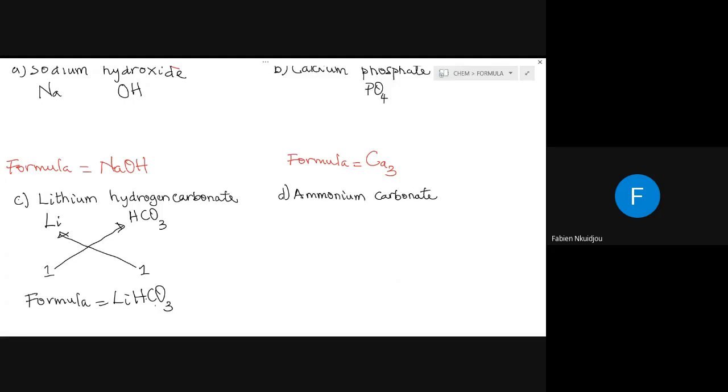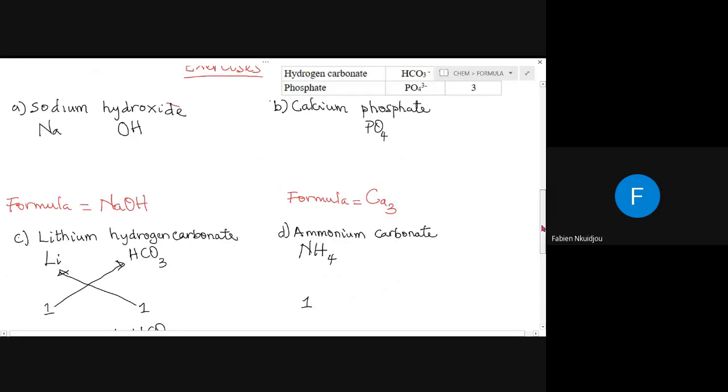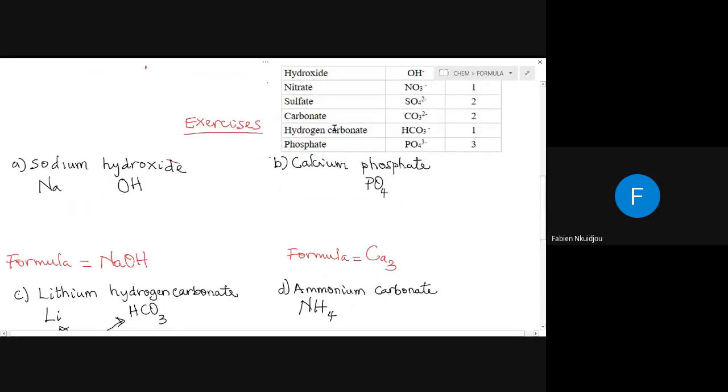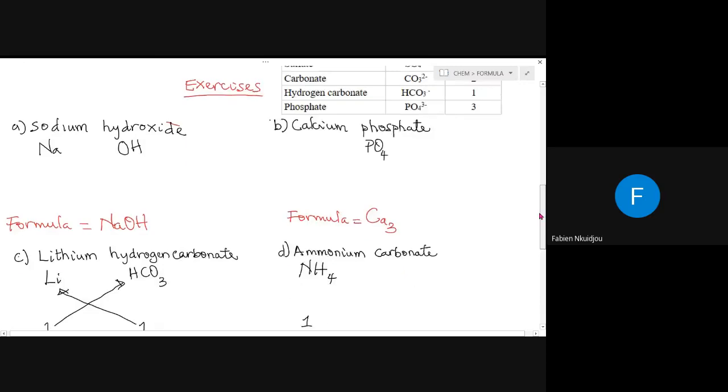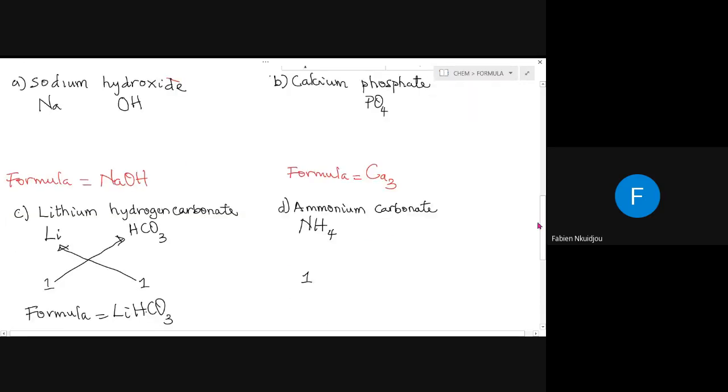The last is ammonium carbonate. Ammonium carbonate. So we know for ammonium already, it is NH4. Ammonium has a valency of 1. Let's look at the carbonate. So here we have the carbonate compound ion, and what is the valency? 2. So we have CO3 has a valency of 2. We forgot about the charge.